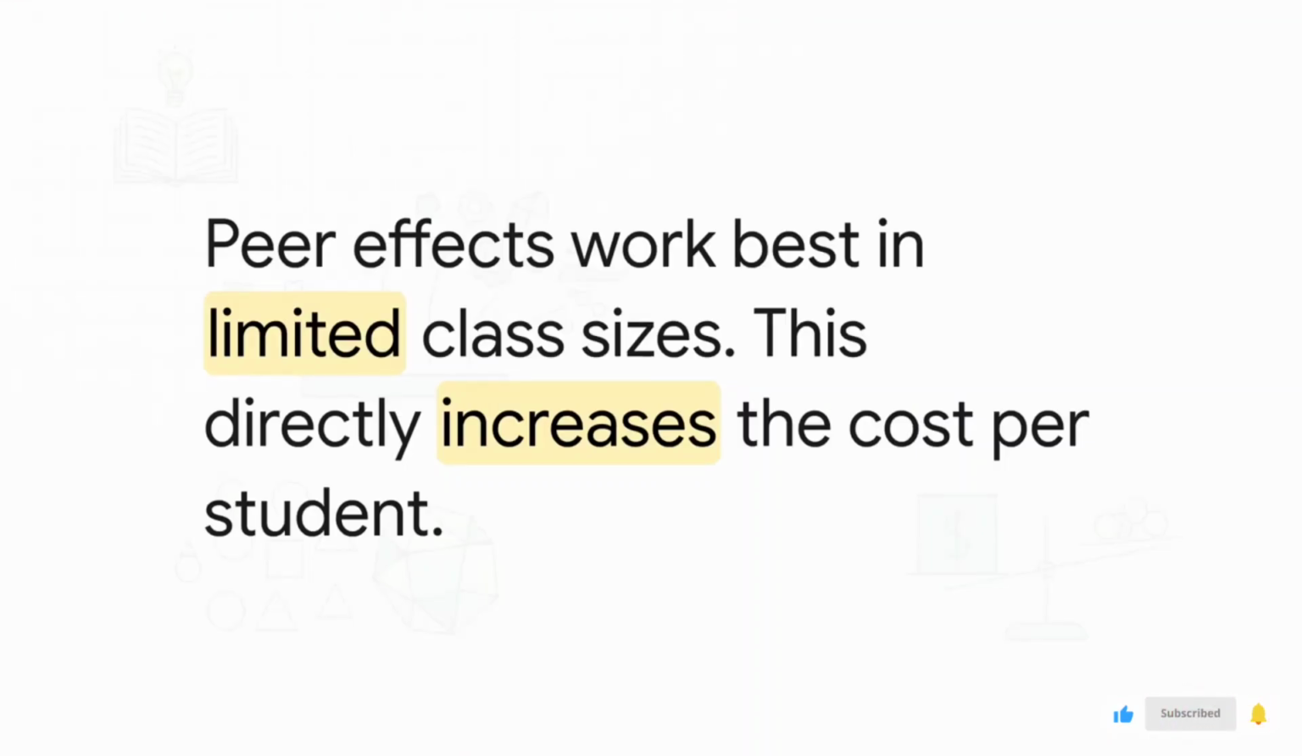And here's the catch. These powerful peer effects, they work best in smaller groups. But smaller classes automatically mean a higher cost per student. So, in this case, a high unit cost isn't a red flag for inefficiency at all. It could actually be a sign of a really high-quality collaborative learning environment.